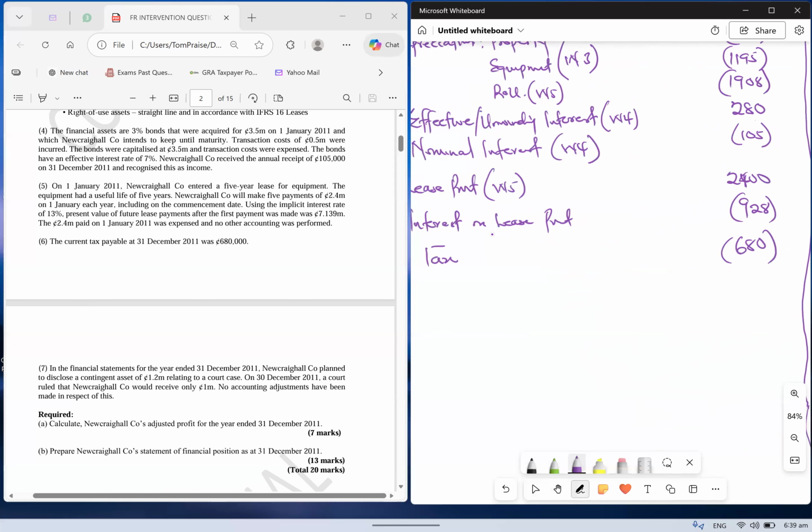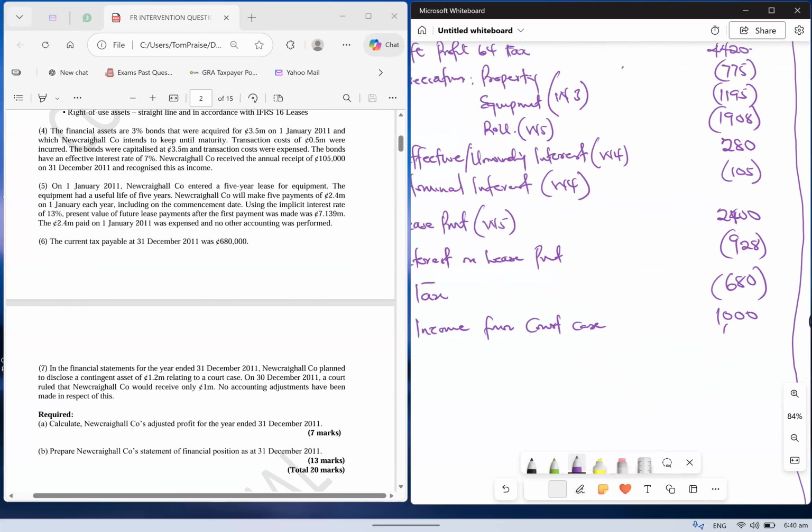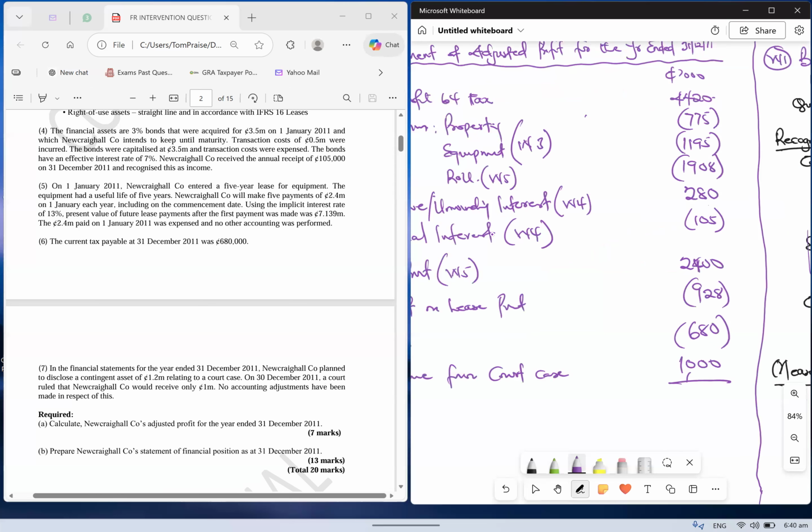I think that ends the note. So income from court case, 1,000. So let's get our profit after tax now, the one that we are going to use to do our balance sheet. Then we can go and start our balance sheet.